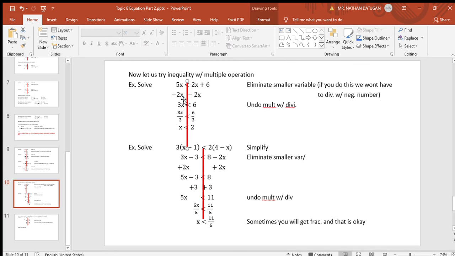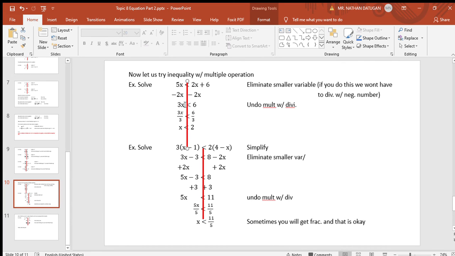But what if you move 5x? Well, you're going to get negative 3x, and later down the line you have to get rid of that negative 3 because it's on your x, and you're going to do some division on that. So you're going to have to flip the signs. But since we did it properly, we don't have to flip the signs.